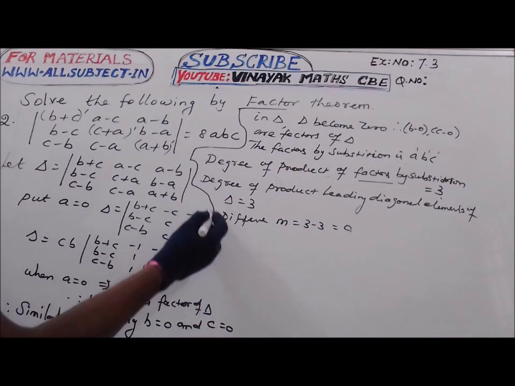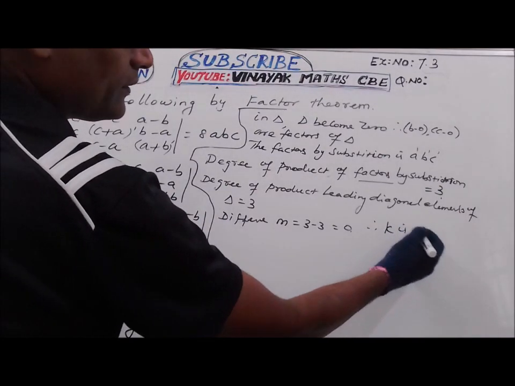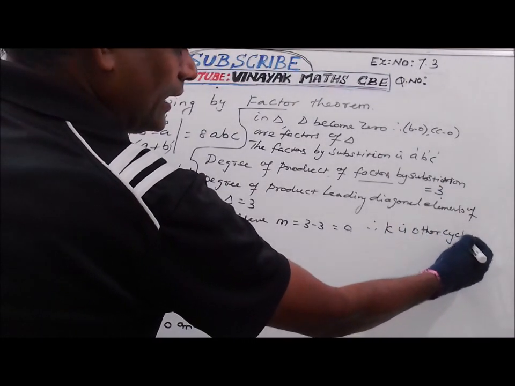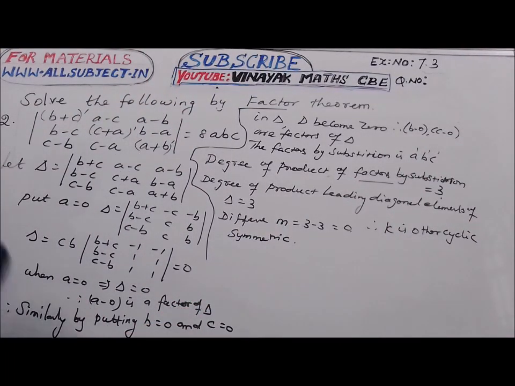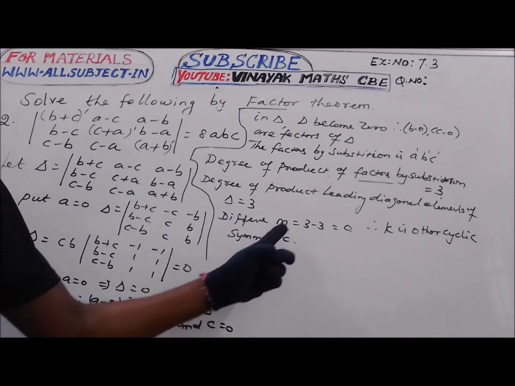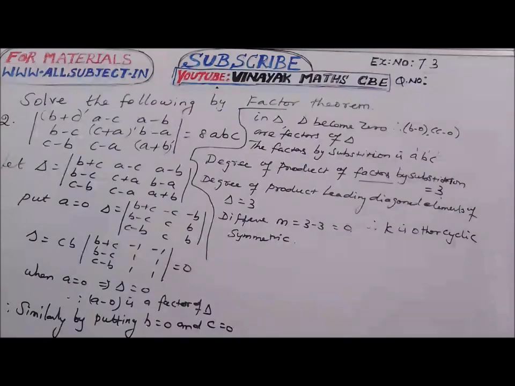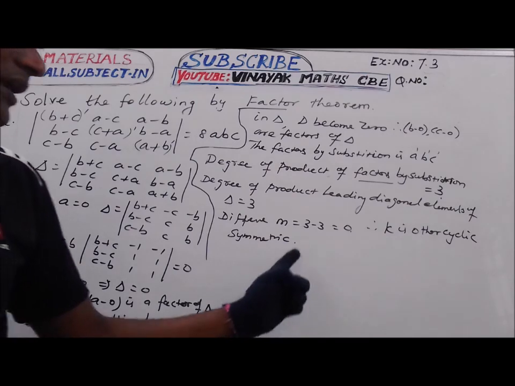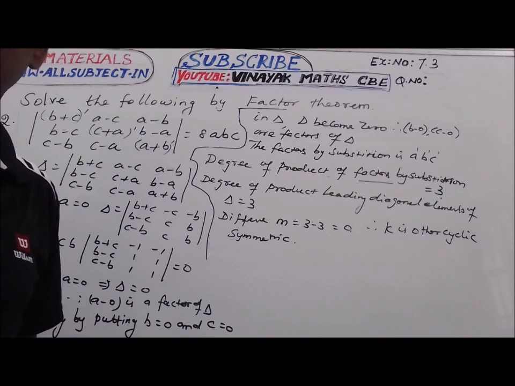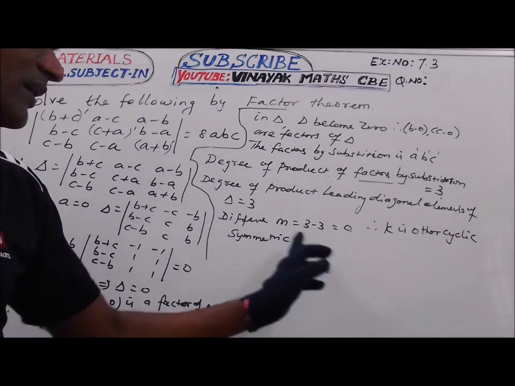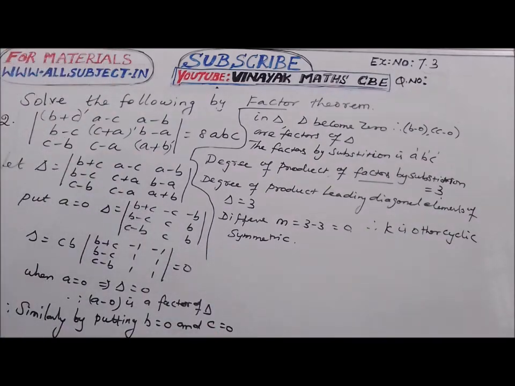So when the difference is 0, therefore K is the other cyclic symmetric factor. We have 3 results. If M equal to 0, K is the other cyclic and symmetric factor. M equal to 1, K into A plus B plus C is the other cyclic symmetric factor. And M equal to 2, K into A square plus B square plus C square plus L into AB plus BC plus CA is the other cyclic symmetric factor. Now here we have difference 0, so K is the other cyclic symmetric factor.